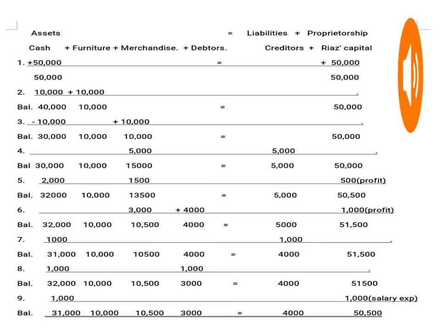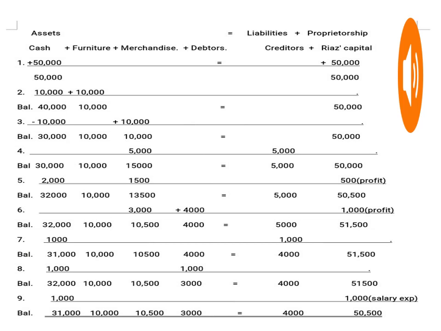Now we are starting to solve the problem. Transaction number 1. Mr. Riaz commenced his business with cash rupees 50,000. In this transaction, they said that Mr. Riaz started a business and invested cash amounting to rupees 50,000 in it. There are two accounts involved in this transaction. One is assets and the other is capital, and both accounts are increasing in this transaction.